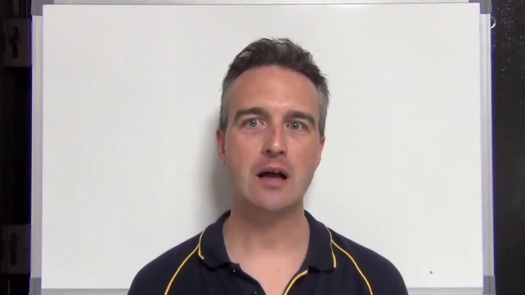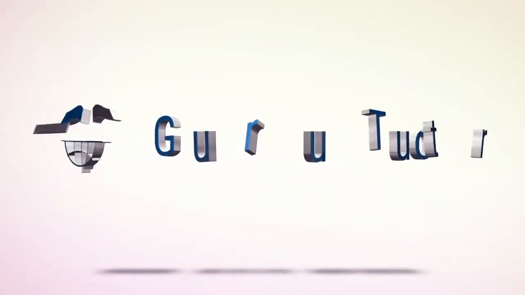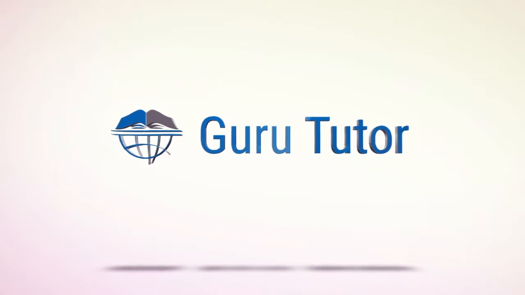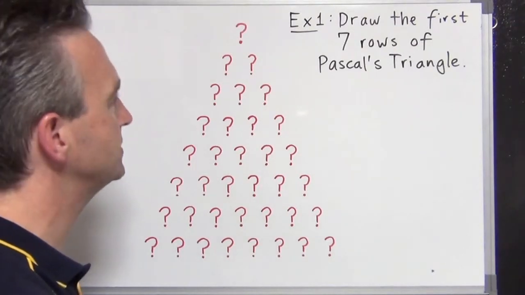Hello and welcome. Let's take a look at how to draw Pascal's triangle and describe the numbers in Pascal's triangle by their row and column. We are first going to look at how to draw Pascal's triangle using an example. So example 1 here is telling us to draw Pascal's triangle, the first 7 rows.